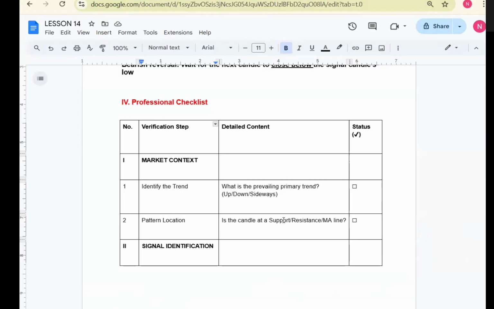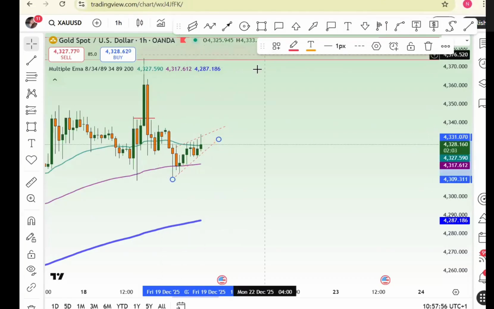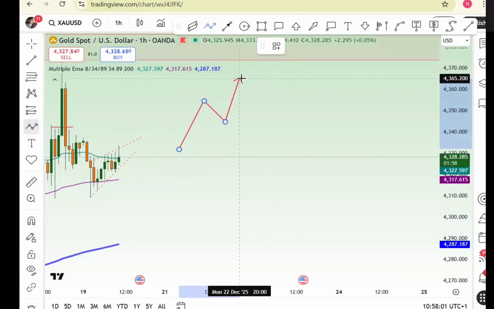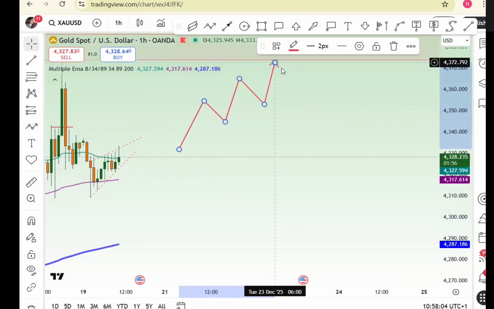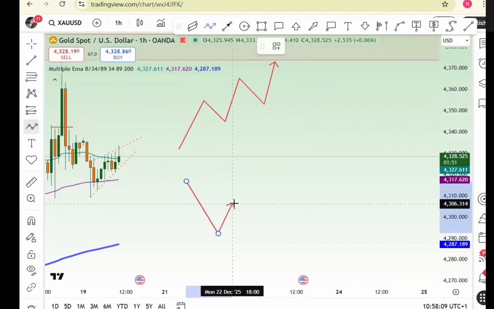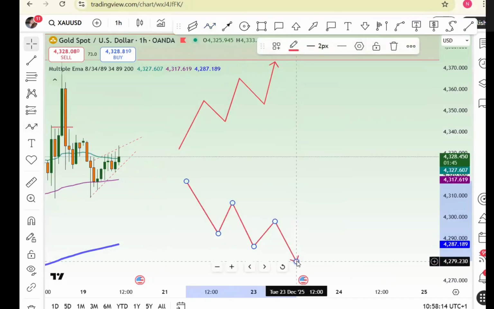You can answer this question: what is the prevailing primary trend? Up or down or sideways? All right, so there are two ways for you to identify the trend. I would like to repeat once again. The first one is you need to remember what the uptrend is, right? It's forming higher highs and higher lows. That is called the uptrend. And when the market's forming lower lows and lower highs, like this, that is the downtrend.